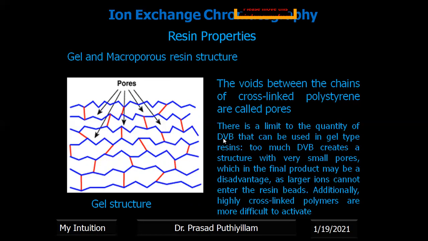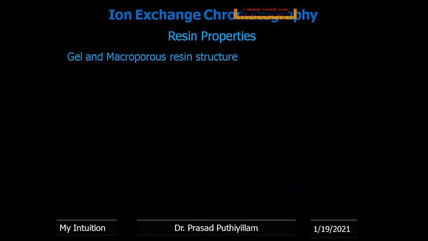Almost all pores are uniform in size, and there is a limit to the quantity of divinyl benzene which can be used in a gel type resin. Too much DVB, the cross-linker, creates a structure with very small pores, which in the final product will be disadvantageous. You cannot exchange most ions, only very small ions can be exchanged. As well, more cross-linking, or more DVB, makes it highly cross-linked, and it will be difficult for the activation of the resin or the gels.